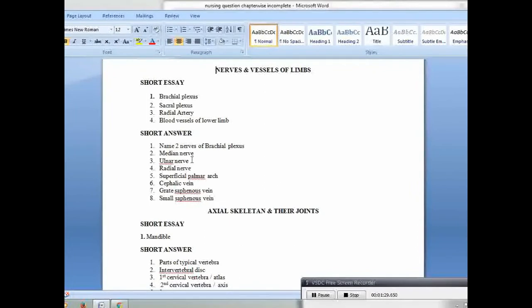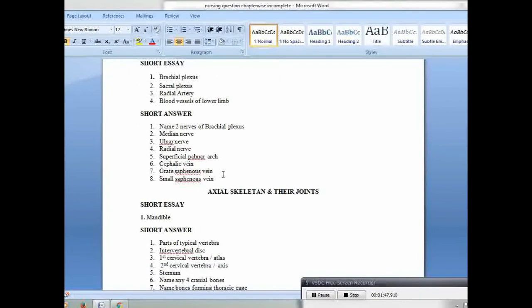Ulnar nerve again. The formation of ulnar nerve, what is the root value of ulnar nerve, where it supplies, which muscles it supplies. The radial nerve again you need to mention about the formation of it. What are the nerve roots which are forming the radial nerve, branches of radial nerve, which muscle it supplies.